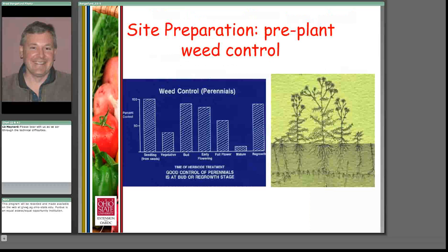Perennial weeds, as we can see there, not only reproduce by seed, but we also have underground rhizomes that they're going to reproduce by. They go through several stages: the seedling stage, vegetative stage, bud stage, early flowering, full flowering, mature crop, and regrowth, and that can happen 2, 3, 4 times in a growing season. So perennial weeds are probably the toughest.